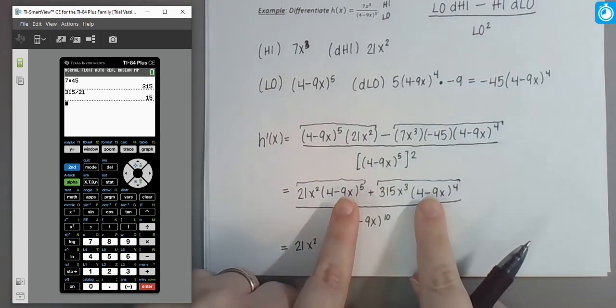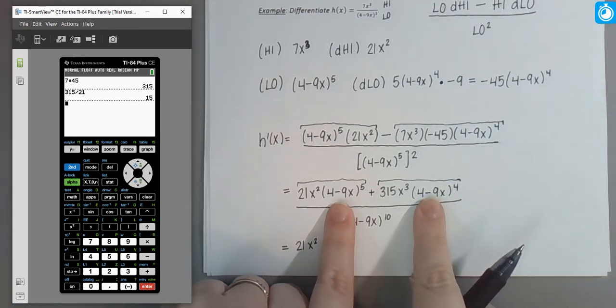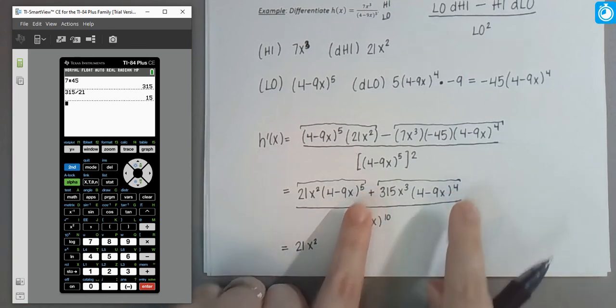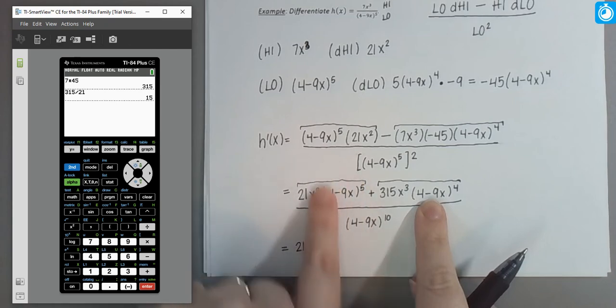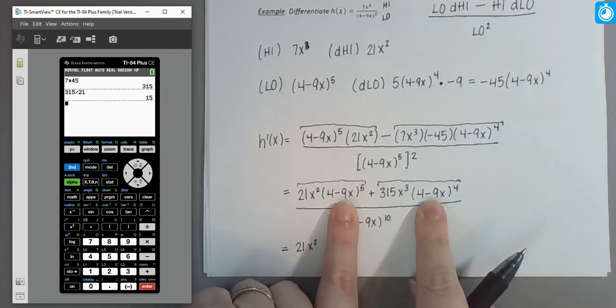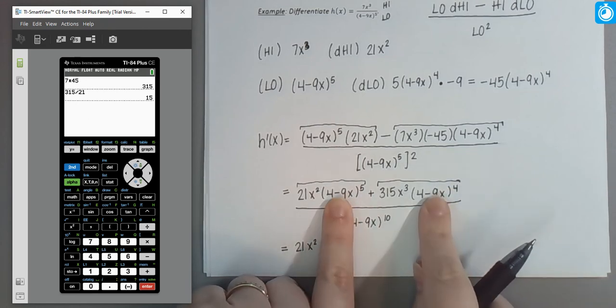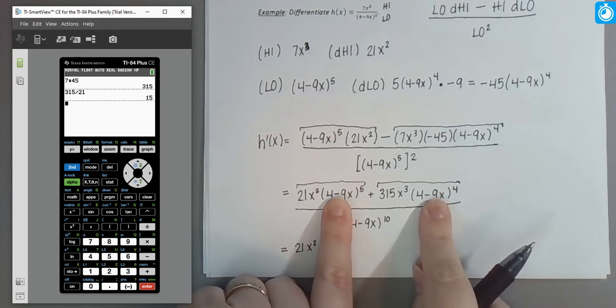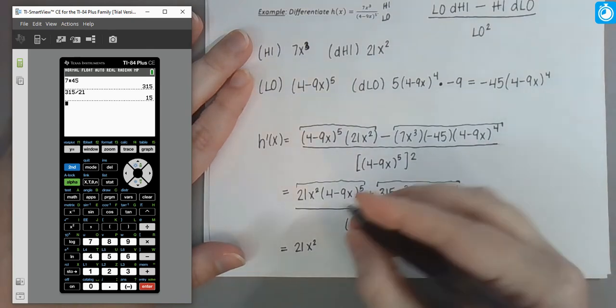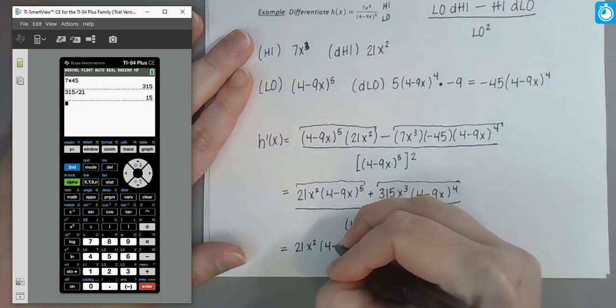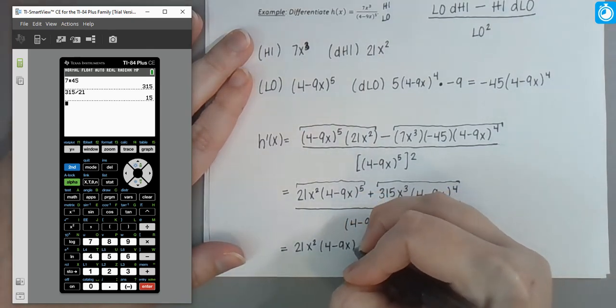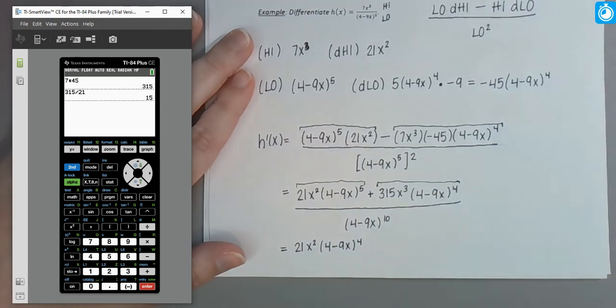Now, what about the parentheses? Notice just like the one above, we have the same thing in parentheses, just raised to different powers. So we have 4 minus 9x's here. We have 4 of them here. So these two terms have 4 of them in common. So that can also be factored out. So (4 minus 9x), and they had 4 of them in common. So we're going to factor out 4 of them.